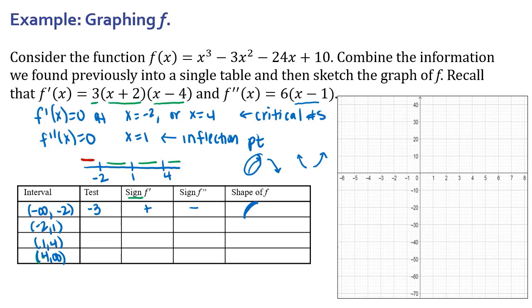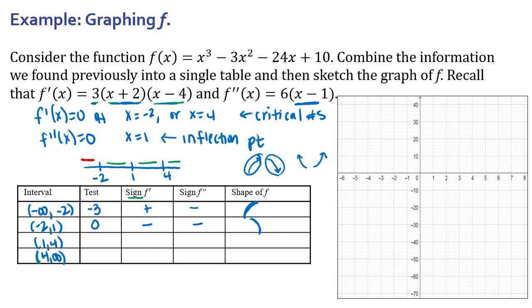Okay, now let's do a test point between -2 and 1. I'm going to use 0. So if I substitute 0 into the first derivative, you get a positive times a negative, which is negative. If I insert 0 into the second derivative, I get a negative. So the second derivative is negative, so we're concave down. First derivative is negative, so we're decreasing. So it's going to look like this, that shape.